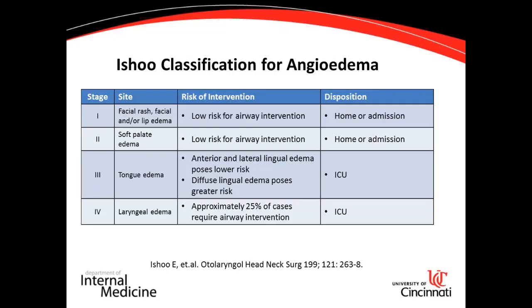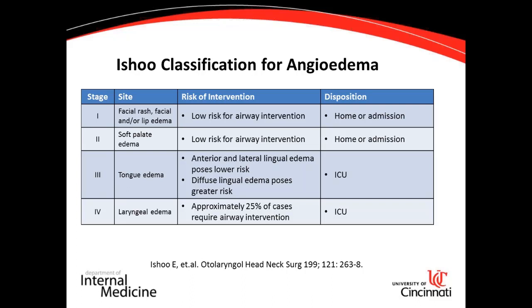One thing that's used in the emergency room is something called the ISSUE classification, which helps stage the severity of angioedema. Stage 1 being a facial rash, facial and lip edema. This is a low risk for airway intervention. These patients can often be observed for short periods of time and discharged home. Stage 2, these patients have soft palate edema. Again, a low risk for airway intervention, and again, can oftentimes be discharged home.